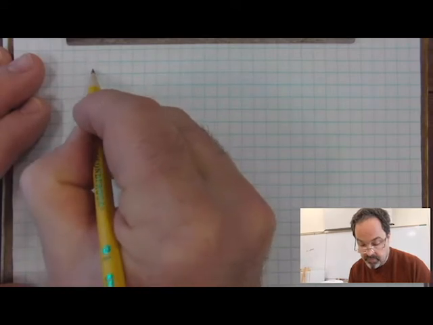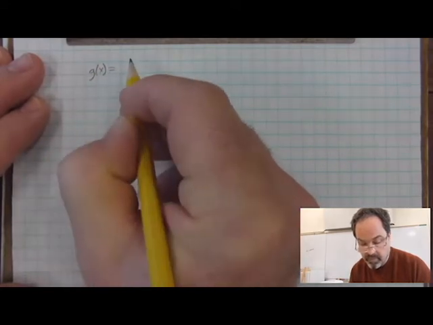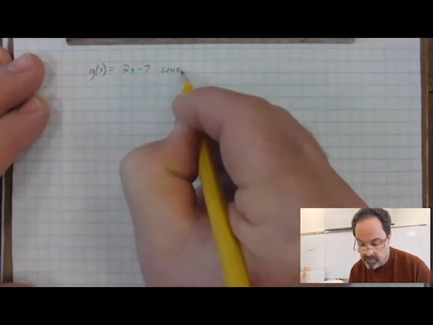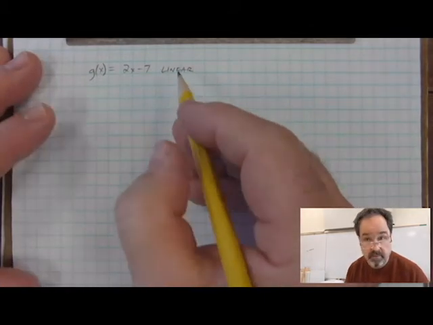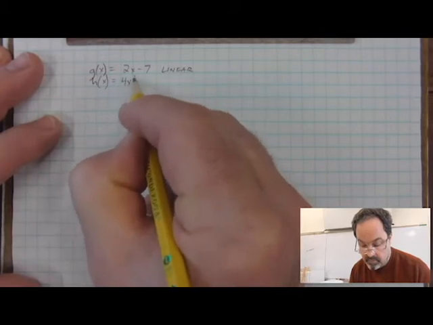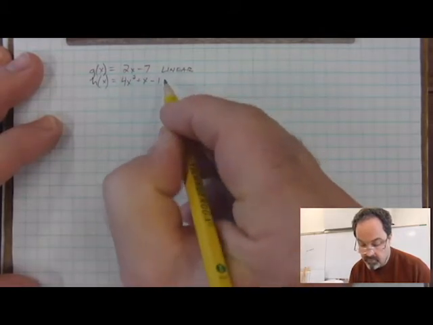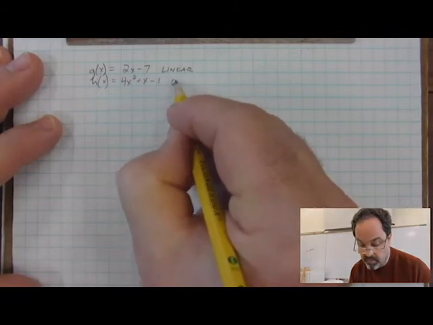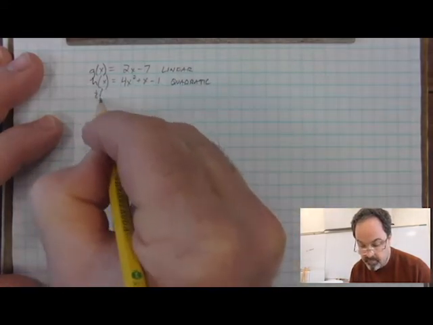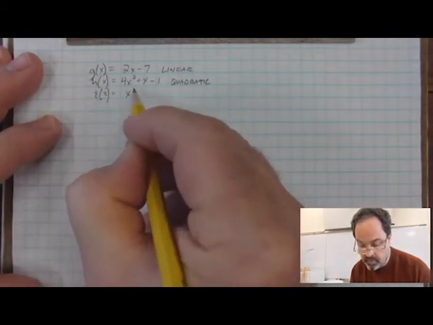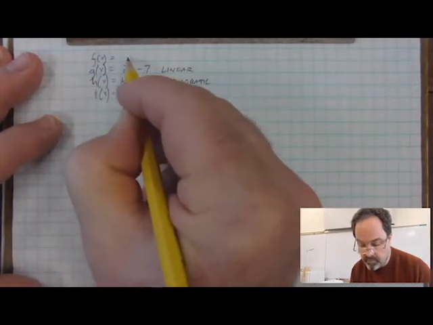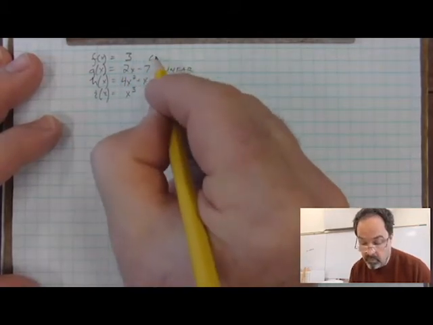Let's take a look at some functions that are familiar to us. I'm going to define the g function as 2x minus 7. And we know this to be a linear function. Its graph is a line. Another function, h of x, 4x squared plus x minus 1, we know this to be quadratic. Very simple cubic function, parent cube is x cubed. And we could also go back and include a very simple function like 3, which we would call a constant function.